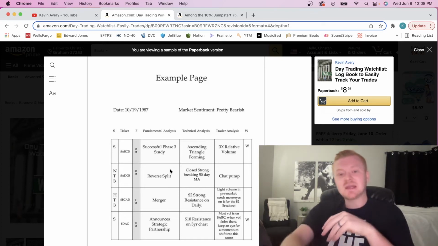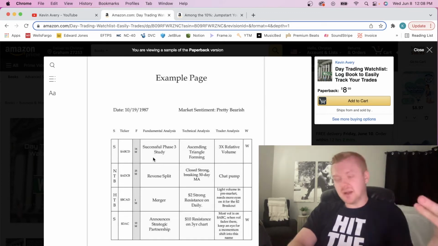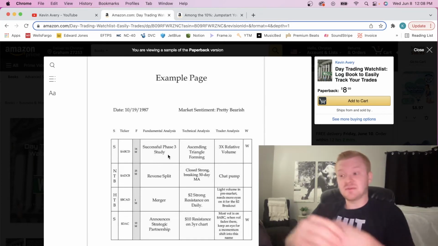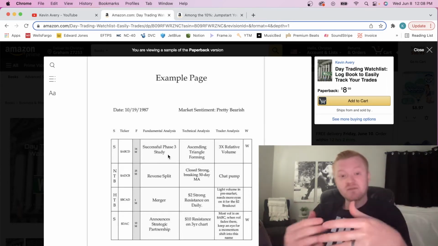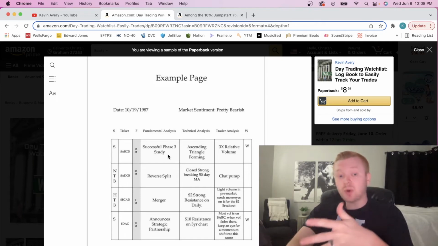You want to understand, why is a stock doing what it's doing? Why is it down? Why is it up? Fundamentally, successful phase 3 study. There's phase 1, 2, 3 studies for clinical trials. 1 is the drug safe? 2, is it effective? 3, is it better than what's on the market? 2 and 3 normally bring in more hype.